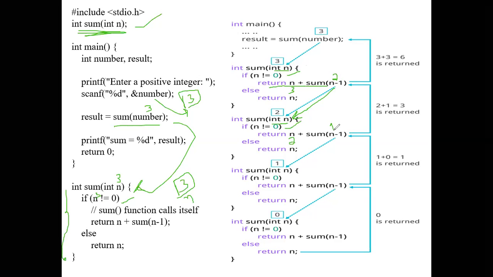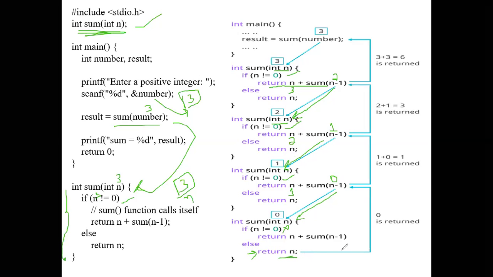So 2 minus 1 is 1. Again we are making a call to the function. So now the n value is 1. 1 is not equal to 0. Condition is true, so we'll return 1 plus sum of n minus 1. n minus 1 is 1 minus 1, it is 0. We are making a call to the function. n value is 0. 0 is not equal to 0, condition fails. So you go to the else part and you return the value. What is the value now? n is 0.